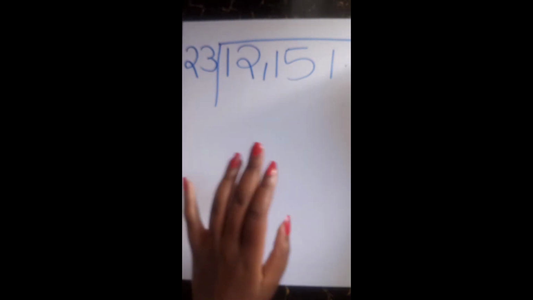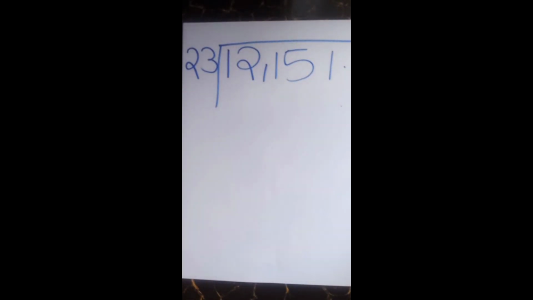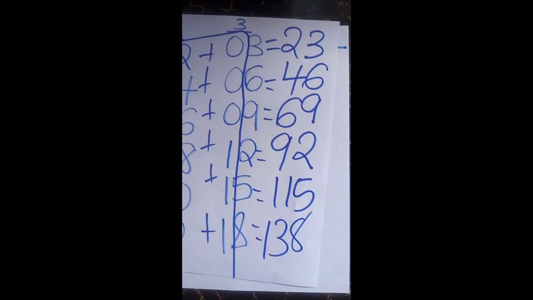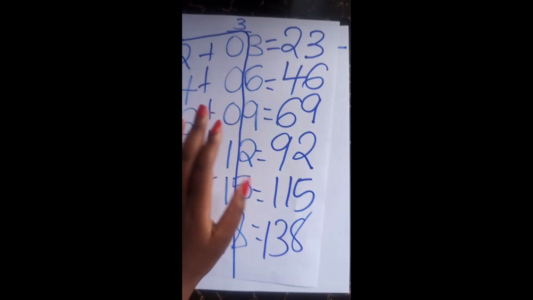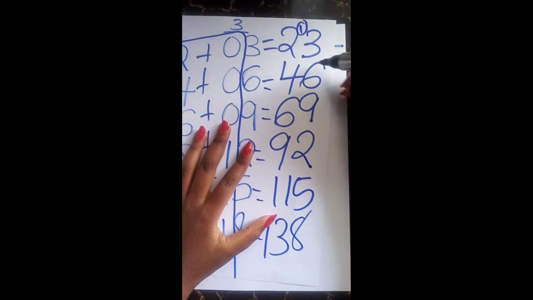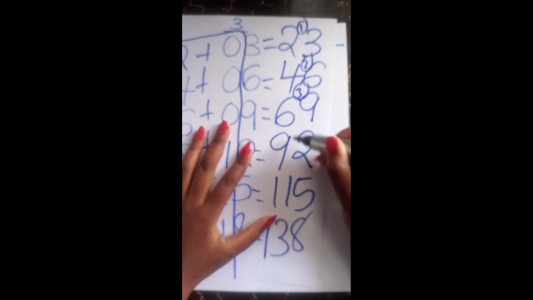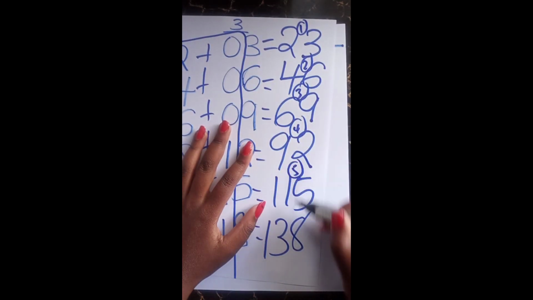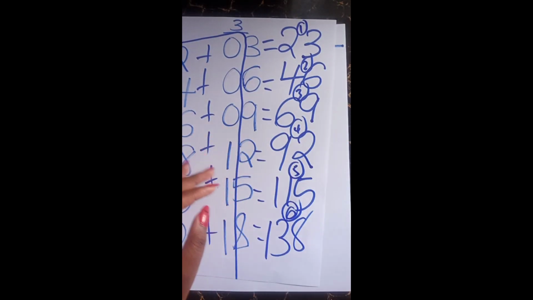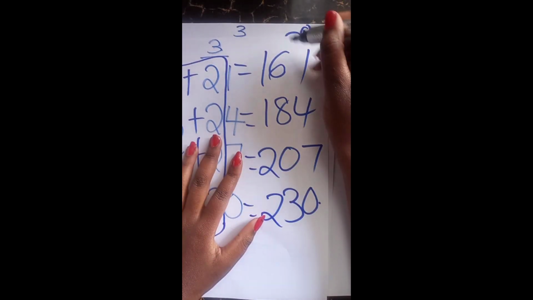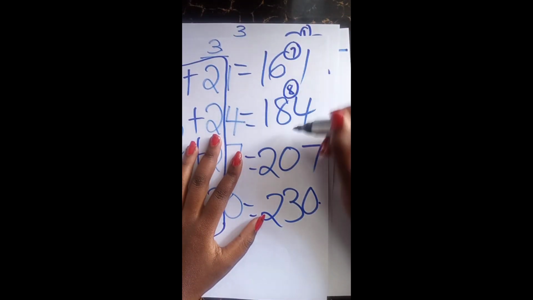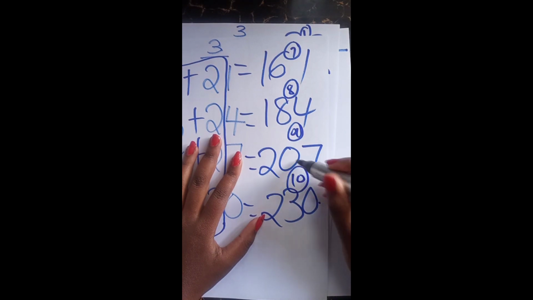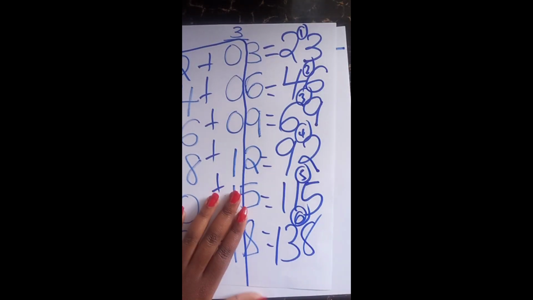So where is 121 in table 23? 121 is in between. Okay, I forgot to mention. This is 23 times 1, times 2, times 3, times 4, times 5, times 6. This is 23 times 7, times 8, times 9 and times 10. So this will make it easier for us to answer this question.